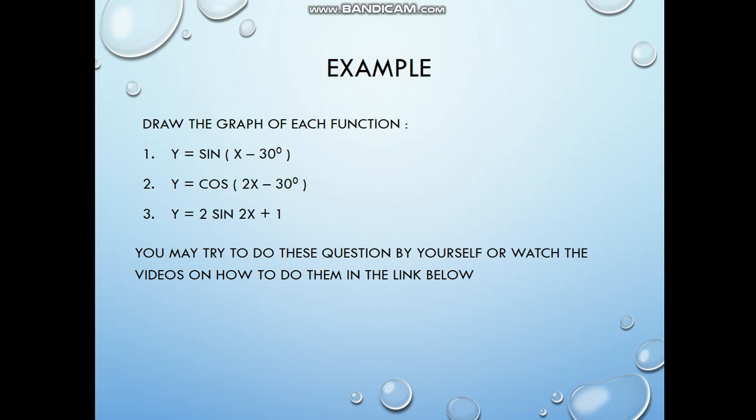Okay, now let's see some examples on how to draw the graph of this function.